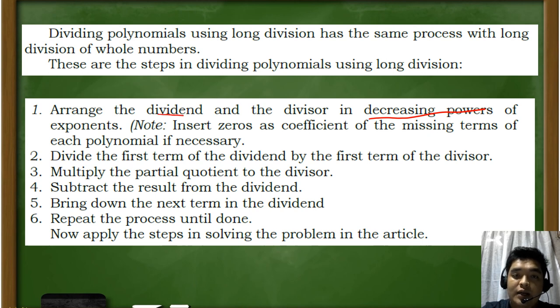Again, arrange it first in decreasing powers. Then it should have complete terms; if a term is missing, put 0. Then, divide the first term of the dividend by the first term of the divisor. Multiply the partial quotient to the divisor. Step 4, subtract the result from the dividend. Step 5, bring down the next term in the dividend. And lastly, repeat the process until done. Now apply the steps in solving the problem in your module. Again, division of polynomials using long division is just the same as dividing a whole number.